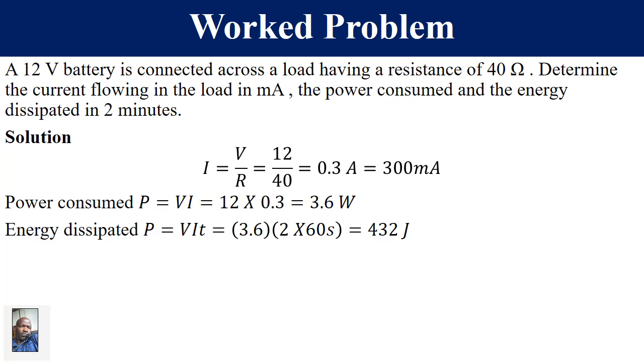Then let's go to energy dissipated. Energy is equal to power times time. We've calculated the power, 3.6 watts, and for time, make sure you are aware of the SI unit of time, which is seconds. So we say 2 times 60 seconds, since 1 minute equals 60 seconds. Your answer must be 432 joules.